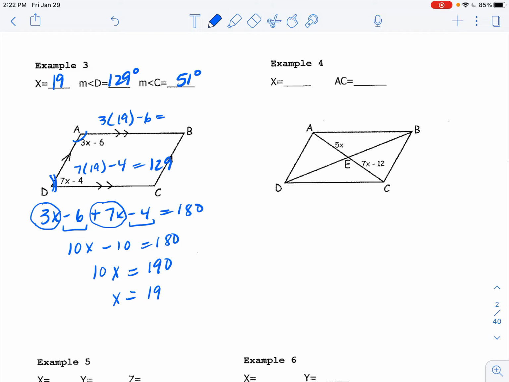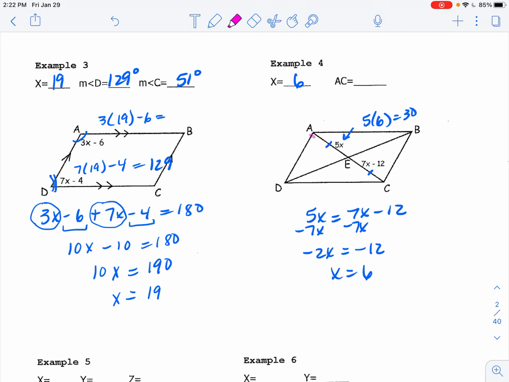All right, example 4. So this is going to be the property that diagonals bisect each other, and when you bisect, you cut something exactly in half. So I know that these two segments are exactly the same. They're congruent. So let's solve for the x. So that's going to be negative 2x is equal to negative 12, so x is equal to 6. If I need to find out what AC is, well, if I plug in the 6 right here, 5 times 6 is 30. That means this segment here is 30. Well, that means also EC is 30. And so if I want to find the whole thing, 30 twice would make 60.